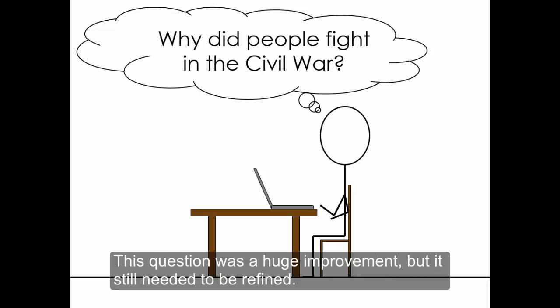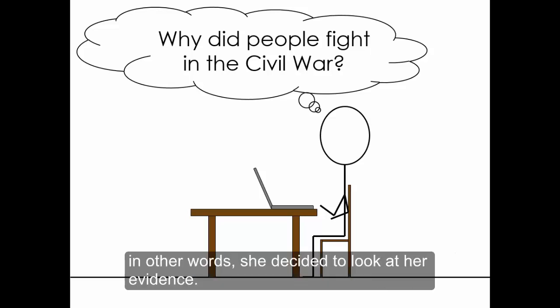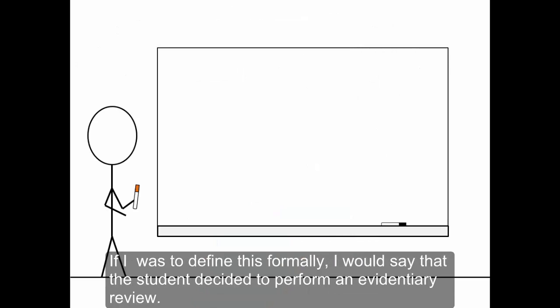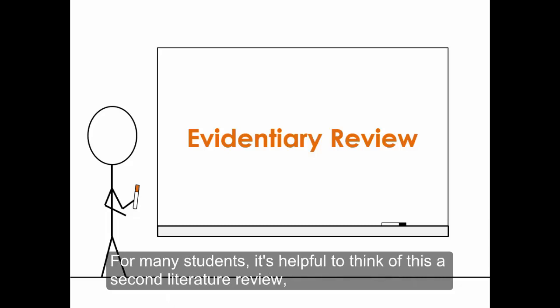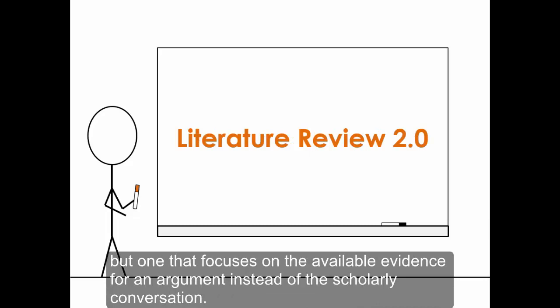This question was a huge improvement, but it still needed to be refined. Our student decided to check and see what sources were available to answer her question. In other words, she decided to look at her evidence. If I was to define this formally, I would say that the student decided to perform an evidentiary review. For many students, it's helpful to think of this as a second literature review, but one that focuses on the available evidence for an argument instead of the scholarly conversation.